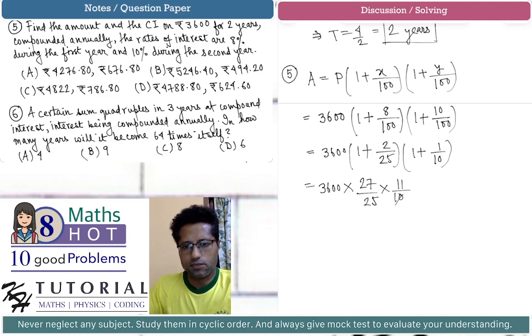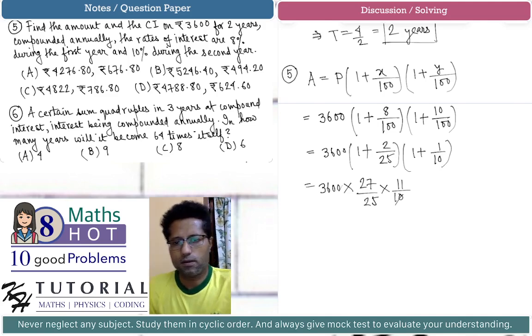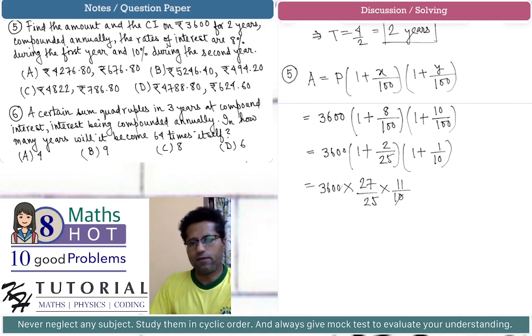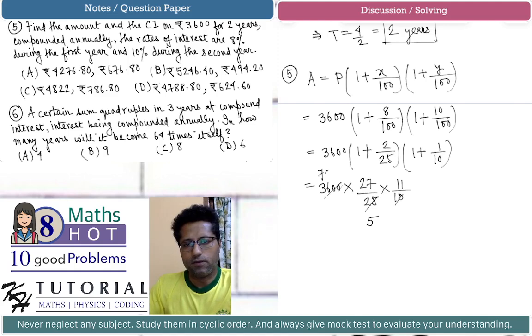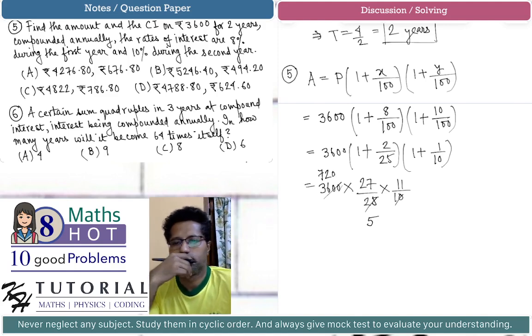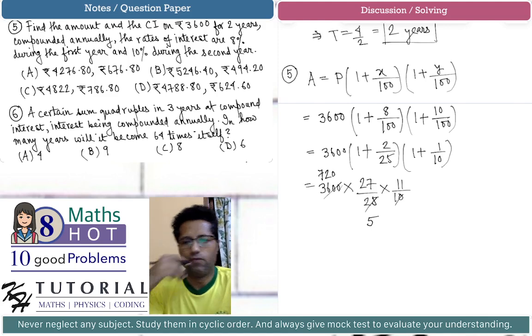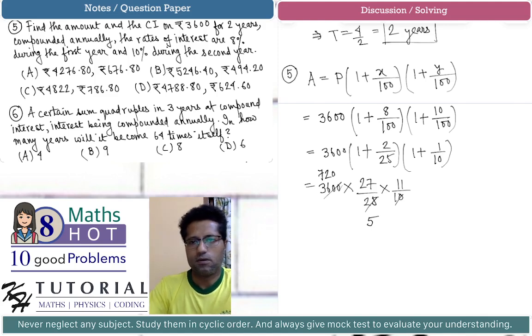So the 10 cancels out, and 3600 divided by 25 is 144, no wait, this is 360 divided by 5, which is 72.